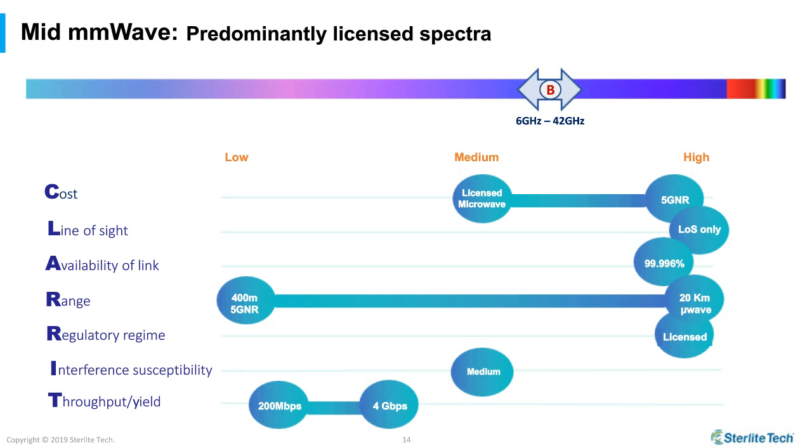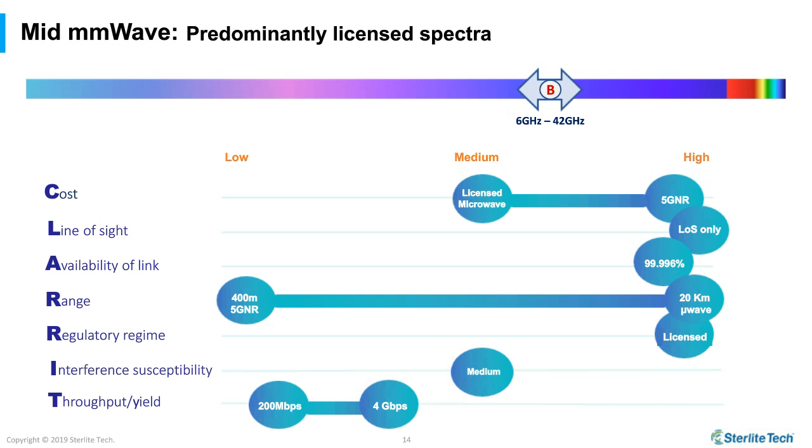Availability of the link is, again, a metric that we see from the licensed microwave backhaul perspective. And what it really amounts to is how much downtime over a period of 1 year can you really support? And it's roughly about 30 minutes is what this comes out to be. And the range is anywhere between, again, 400 meters, where you really have to, for the 5G in our case, it's a fixed last mile access, versus licensed microwave that goes up to 20 kilometers.